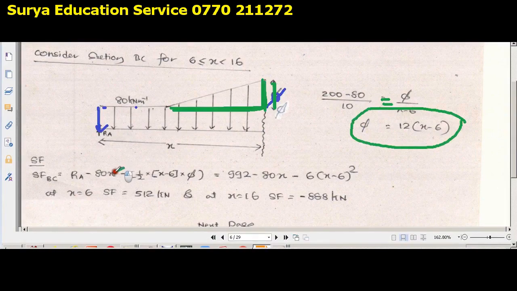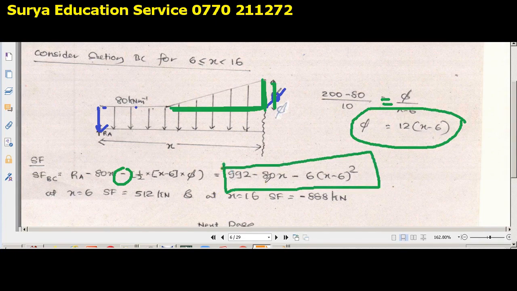Now here you can observe negative, because it is negative shear. Is that clear? So Ra minus 80x minus half into x minus 6 into 5. You can actually simplify that, guys. I think this 5 is 12 into x minus 6. Half into 12 means 6. So this is the general equation: 992 minus 80x minus 6 times x minus 6 squared. This is the general equation for shear force, only for section BC.